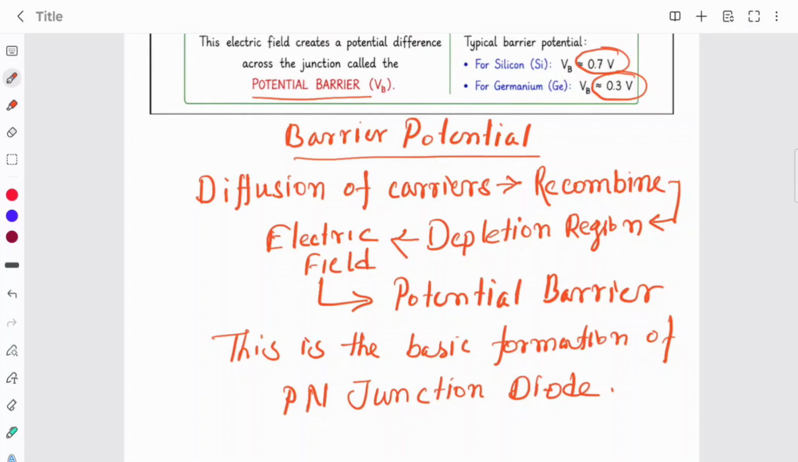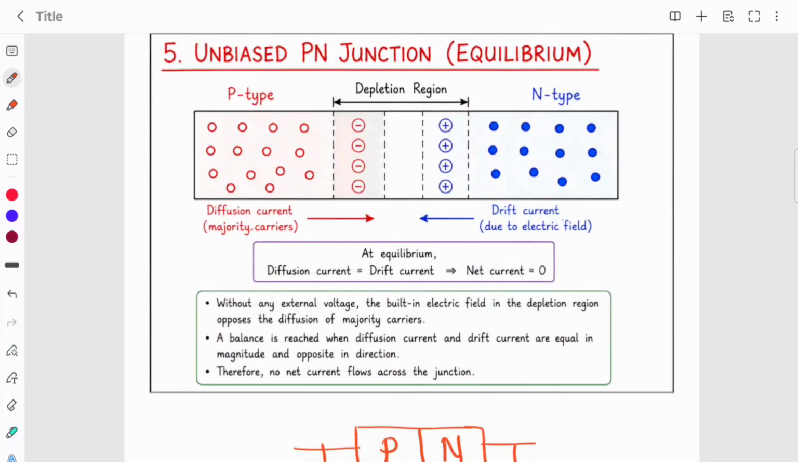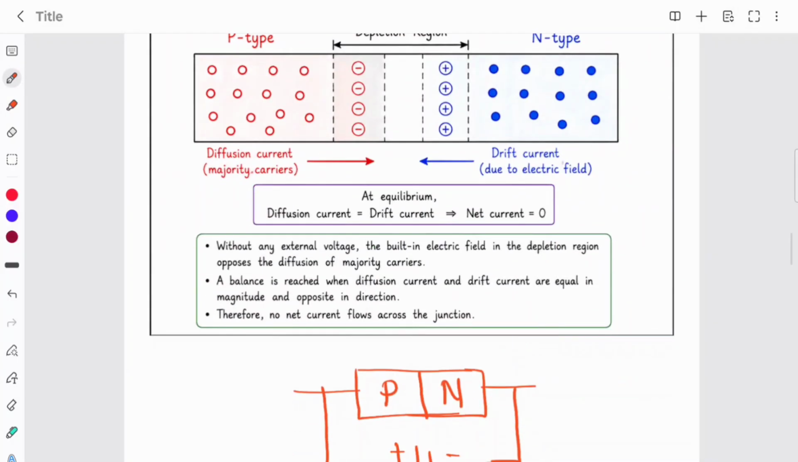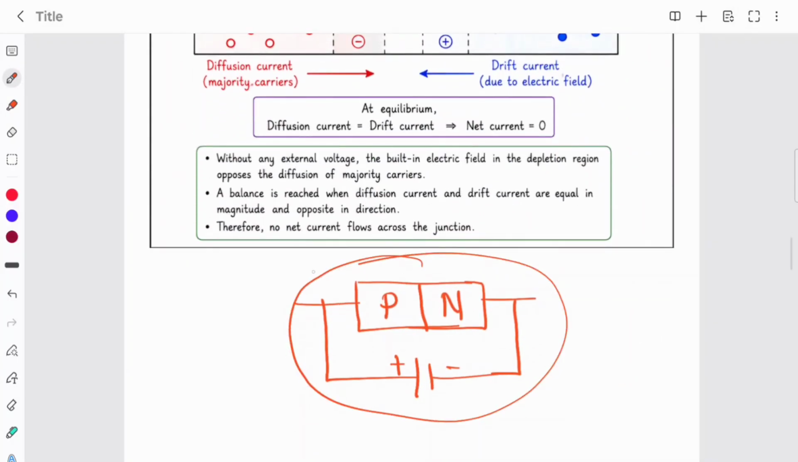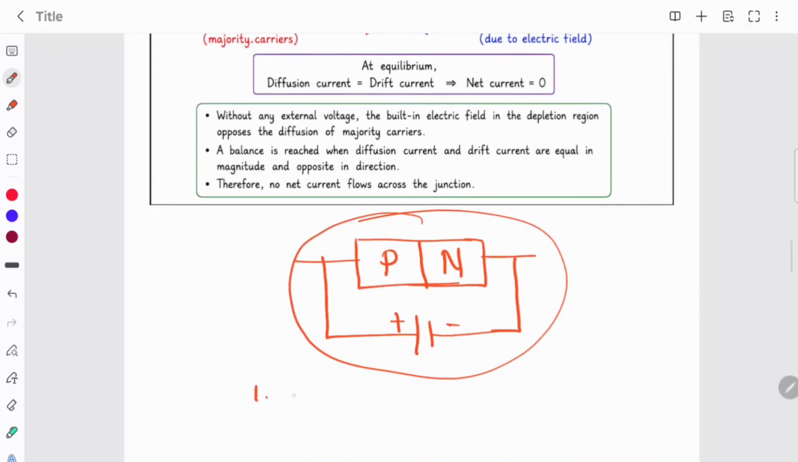Now we'll see what happens when an external voltage is applied across this diode junction. First, the equilibrium position: the unbiased PN junction. Inside the junction, two opposing processes exist. The first is diffusion: majority carriers tend to move because of the concentration difference.